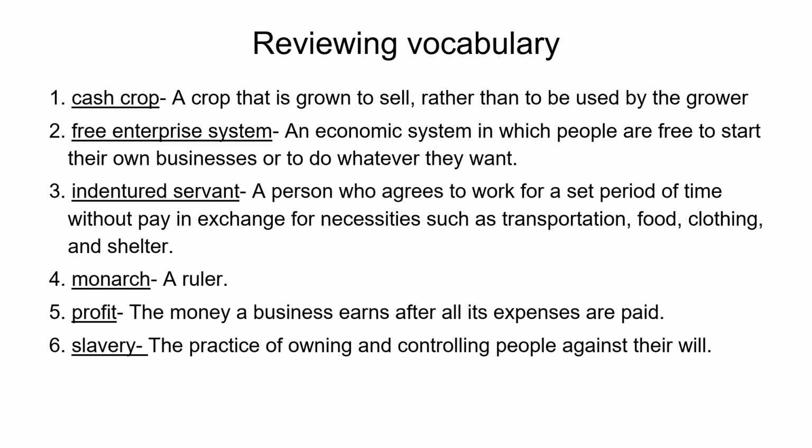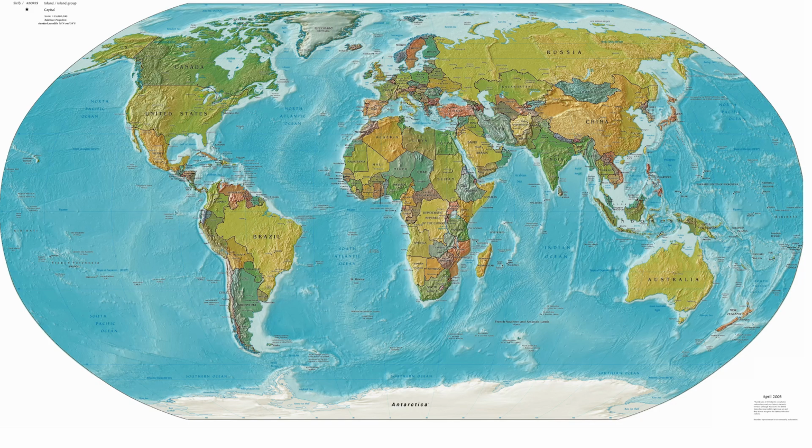All right, so let's look at a Robinson projection map for a second. I'm going to draw your attention to a couple of things. Looking at this map, England is over here. The 13 colonies are here. Well, actually right there, not Florida. And so there's about 2,000 miles roughly in between the two over that Atlantic Ocean.